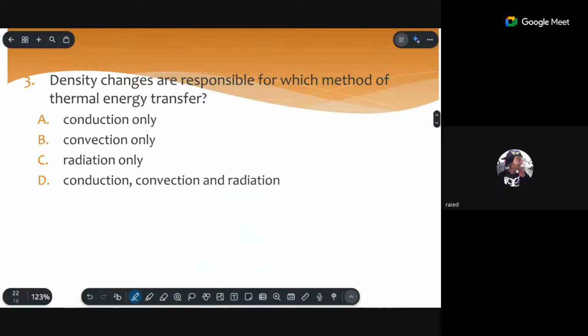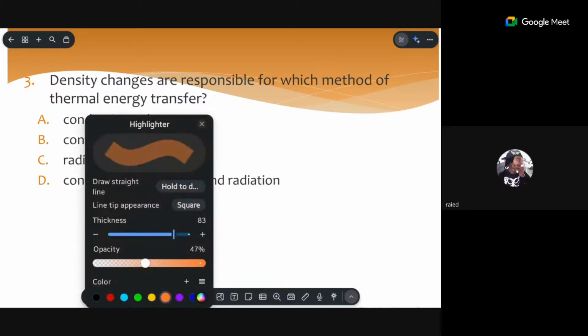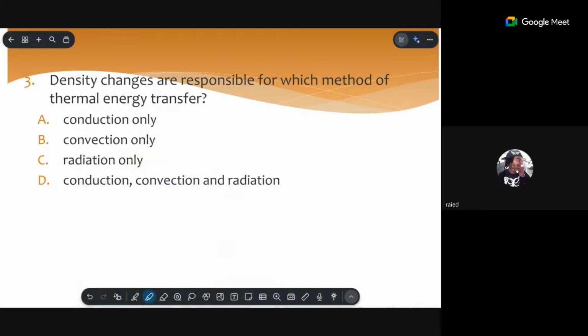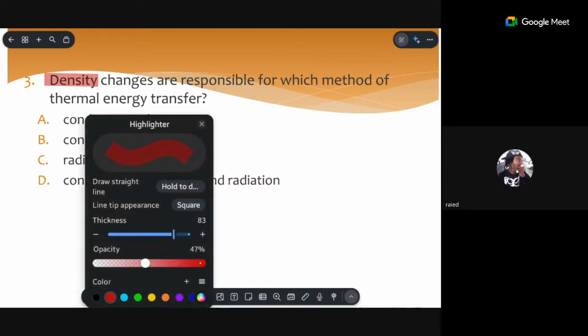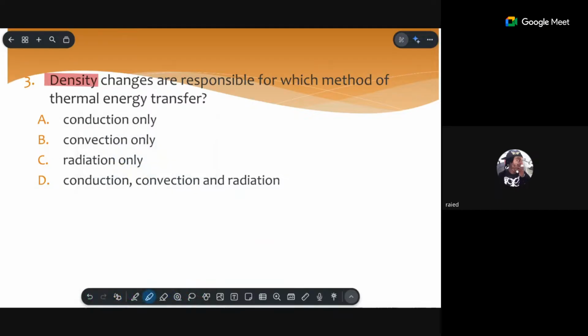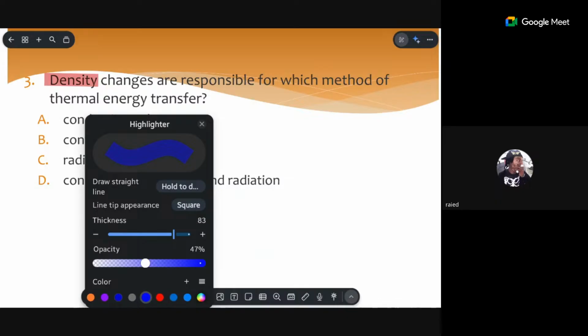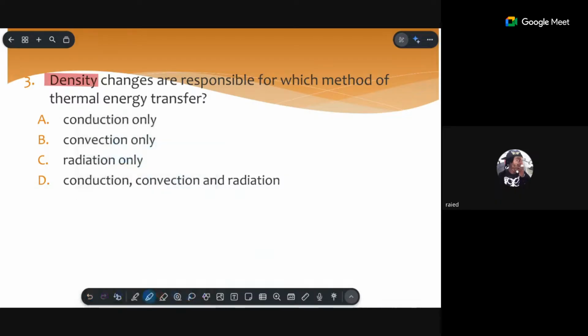The density changes are responsible for which method of thermal energy transfer? In which method of thermal energy transfer did I tell you that density was changing? Yes, density was changing in the process of thermal energy transfer, that was convection. You got the point? Is it clear to everyone? Yes, sir. Okay, so that is basically convection only.